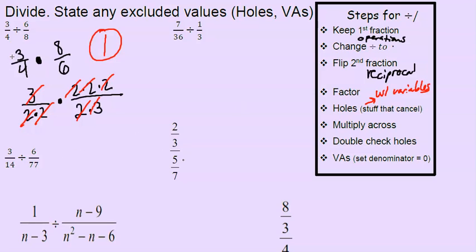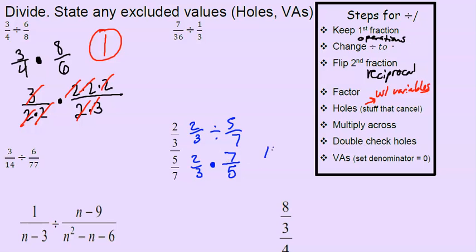Let's look at this one. This is a complex fraction, so we can rewrite it like this one right here. So we have 2 over 3 divided by 5 over 7. Keep the first fraction, change the operator to multiplication, flip the second fraction to get the reciprocal. These are all already factored out with prime factorization, so you just multiply straight across.